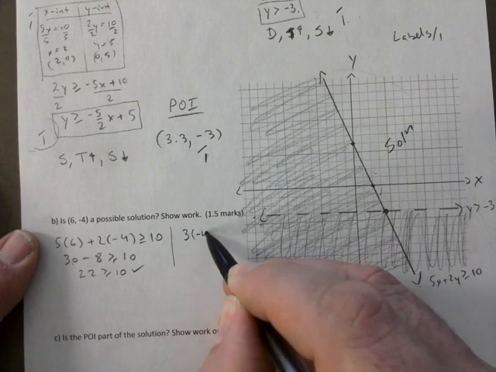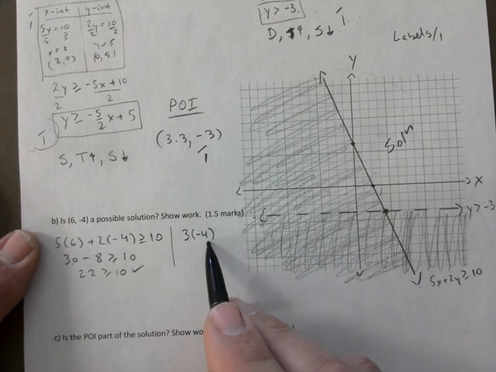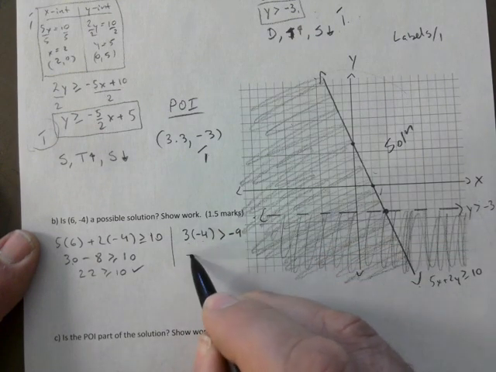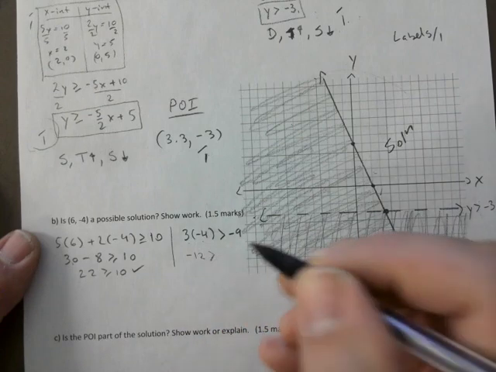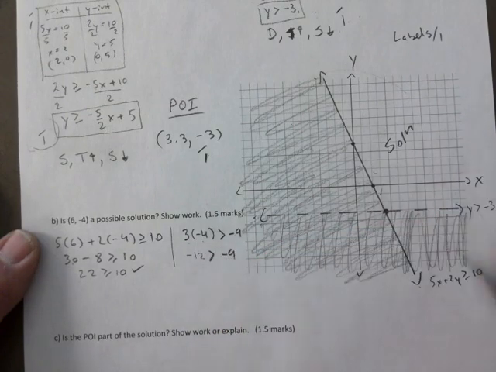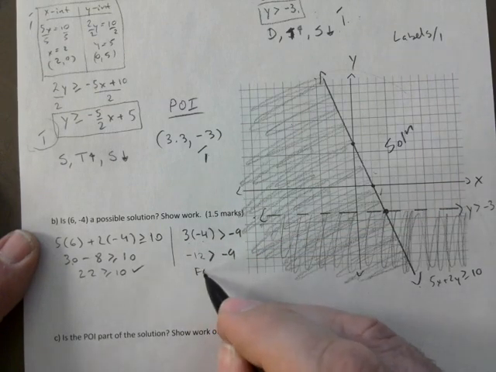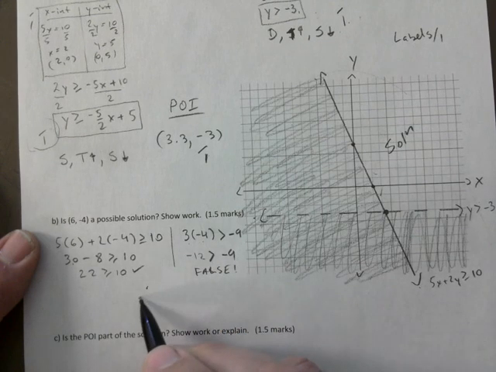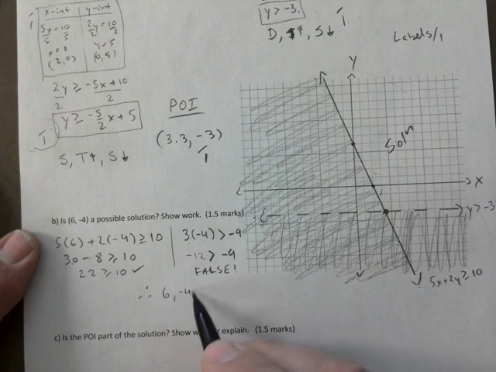3 times negative 4, because that's what y is supposed to be greater than negative 9. So this is negative 12 is greater than negative 9. And that is not true, right? This is false. Therefore, (6, -4) is not a solution.